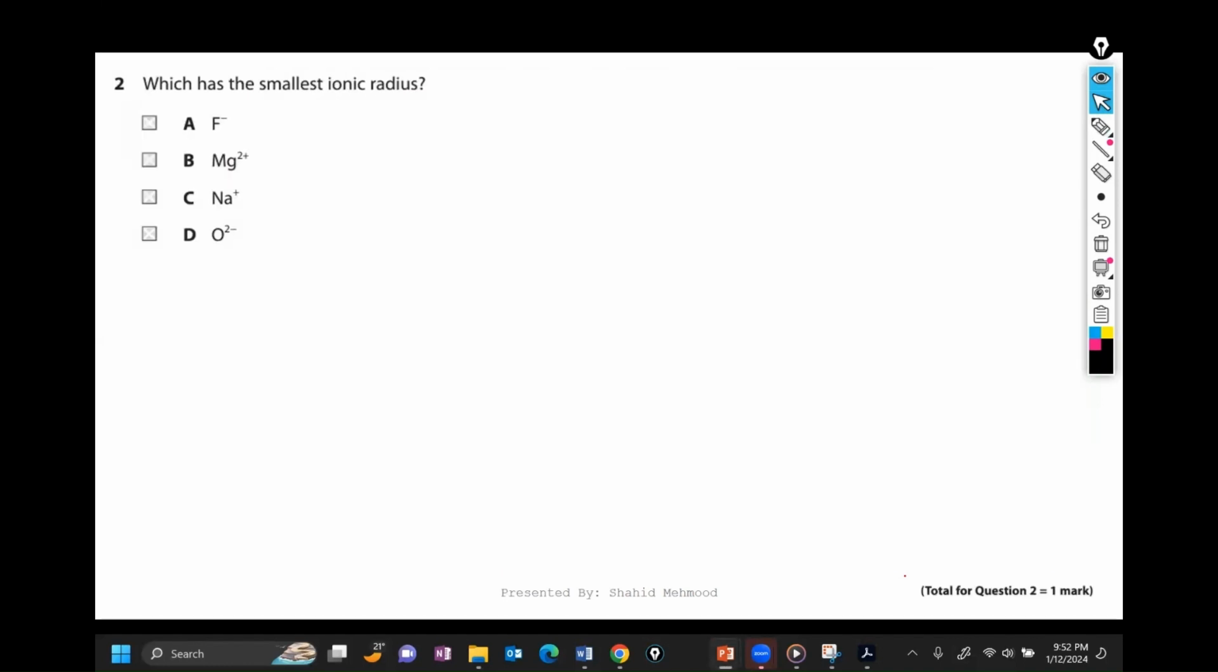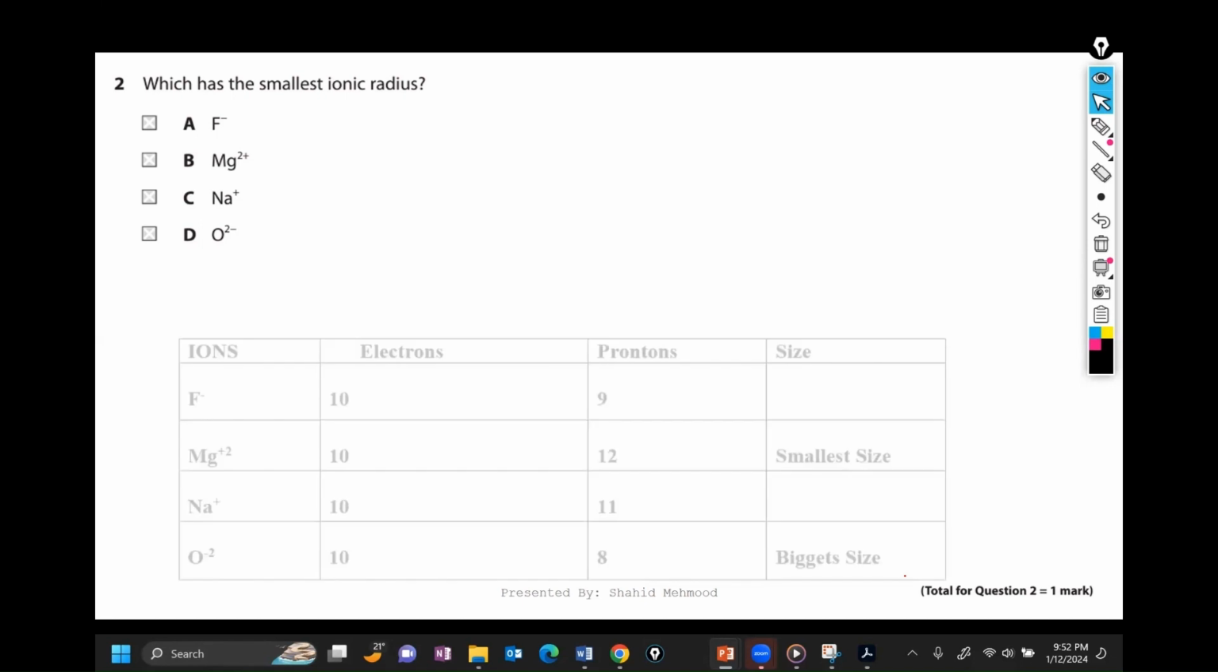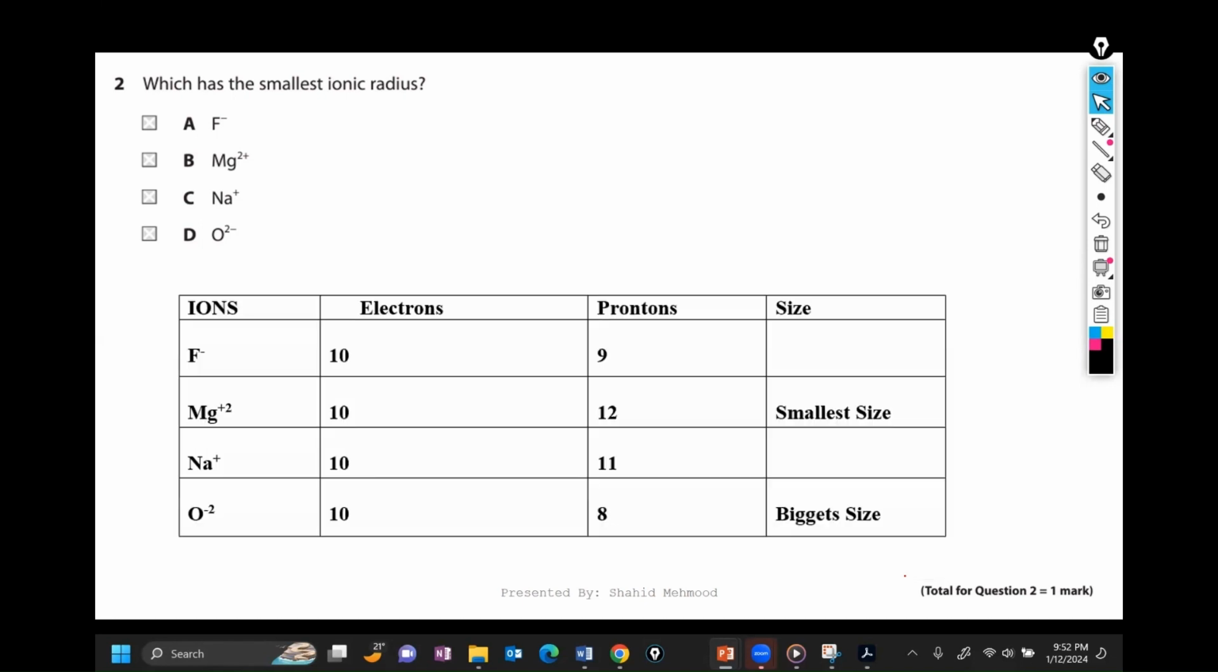The next question is: which has the smallest ionic radius? All the ions given here are isoelectronic. Isoelectronic ions are those which have the same number of electrons. In this case, fluoride, magnesium, sodium, and oxide have the same number of electrons, but the number of protons, which is their atomic number, is different. Look here, the 12 protons strongly attract the 10 electrons, so the size will be very, very small.